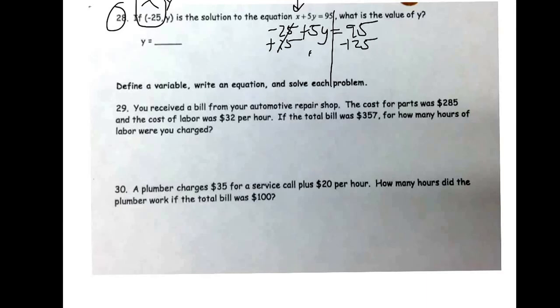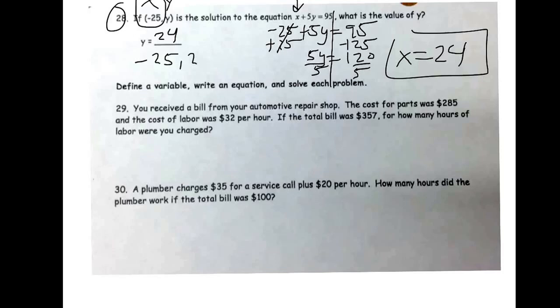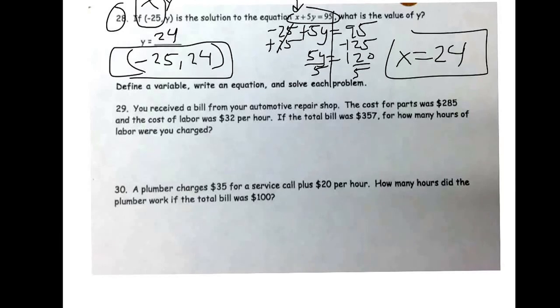They cancel on the left. 5y equals 120. Divide both sides by 5. And y equals 120 divided by 5, which is 24. And so that means that 24 is the y, or the point, negative 25, positive 24 is a solution for that equation. And we're going to work number 29 together.